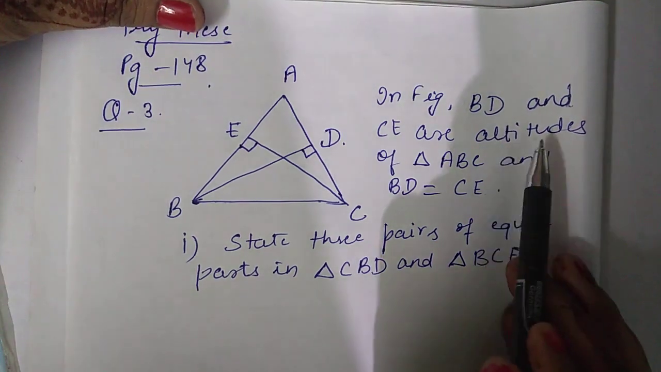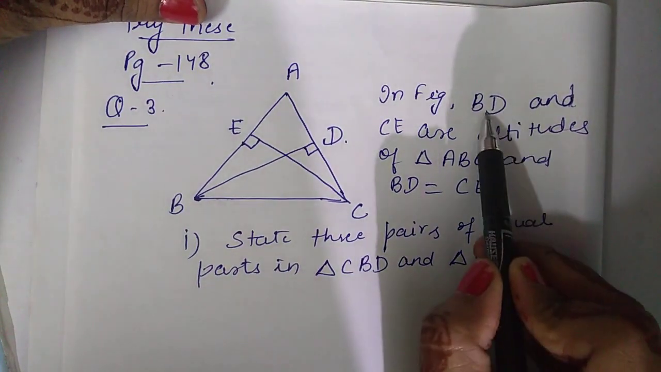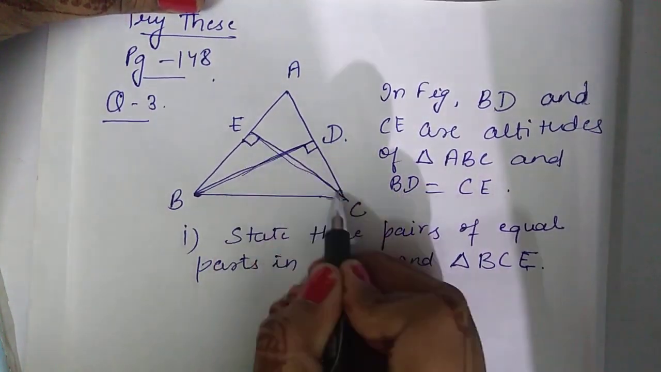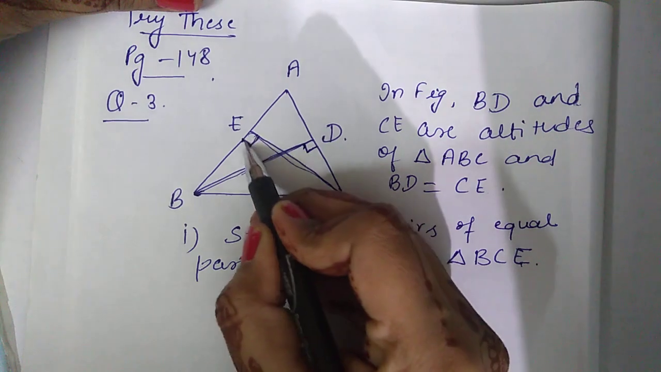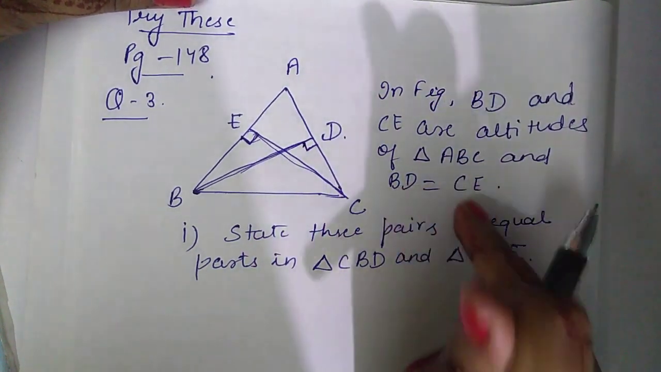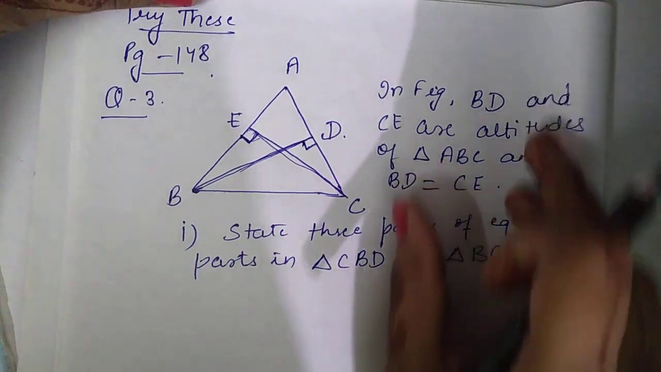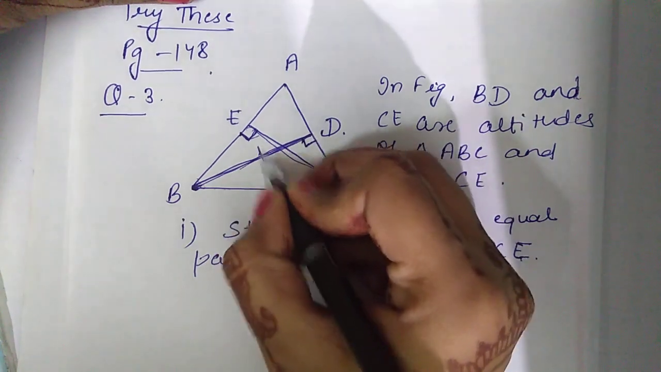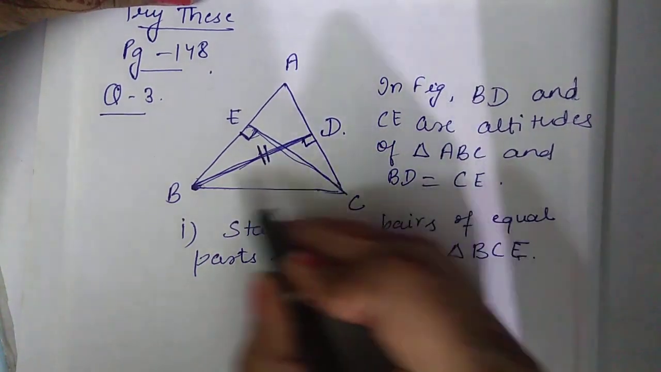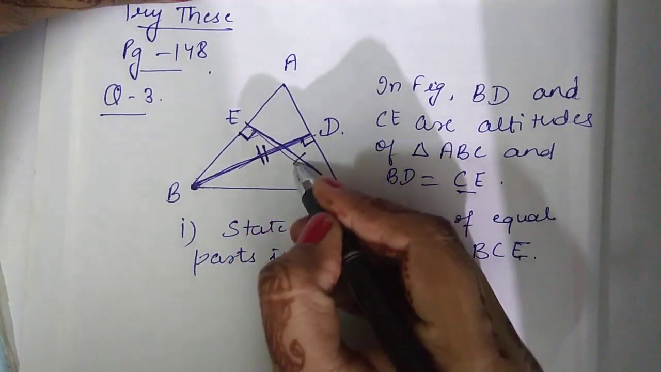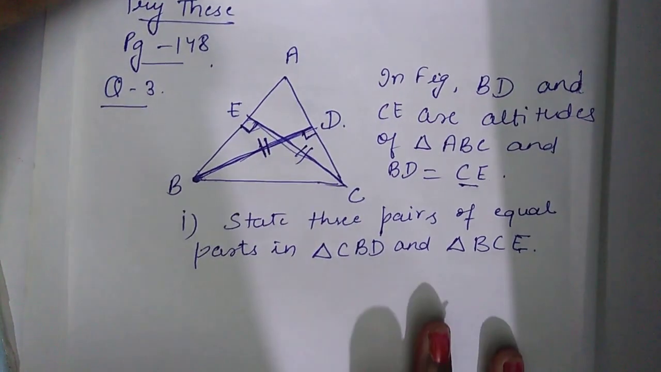Okay, altitude means that it makes 90 degrees. So BD and CE, this is BD and this is CE, they are altitudes. So they will form 90 degrees, and BD is also equal to CE. These are given. Where is BD? And this altitude means this complete BD is equal to CE. These two complete sides are equal.